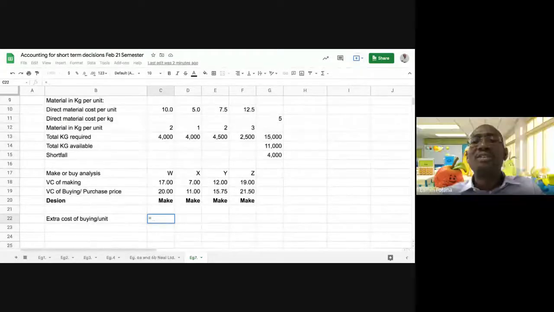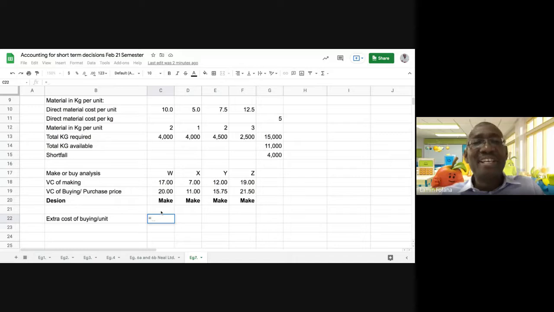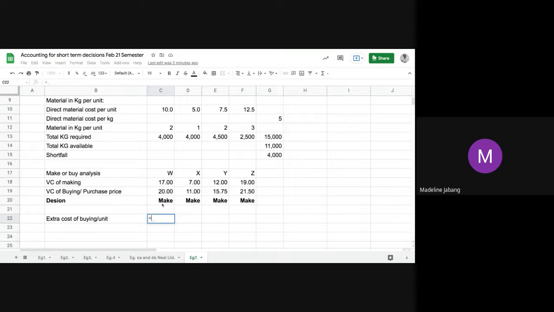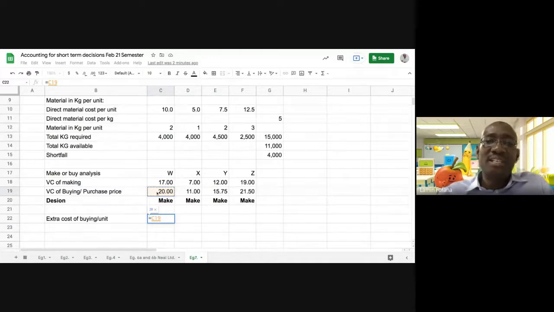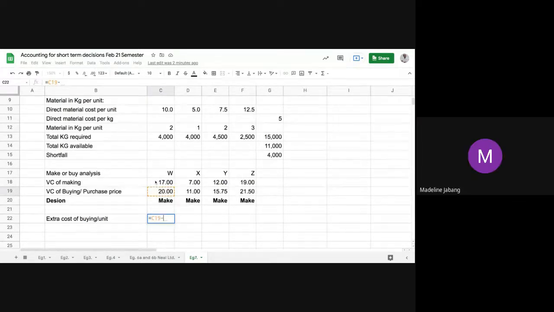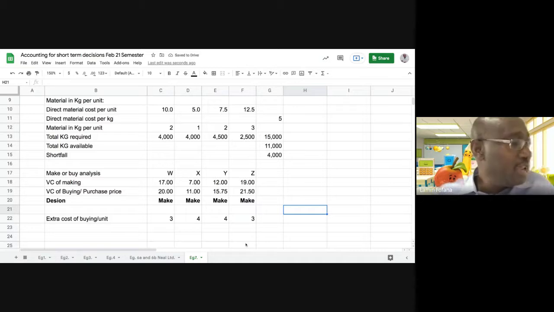This is just C19 minus C18. Madam, you are saying C18? C18, sorry. Okay, so equals C19, because C19 is the bigger number. Okay, C19 minus C18. Correct. We enter, so we replicate. We copy down. So we have 3, 4, 4 and 7.